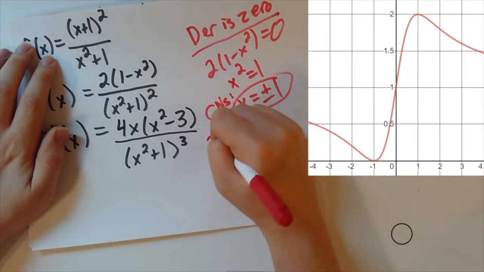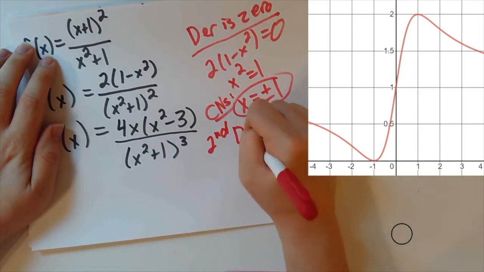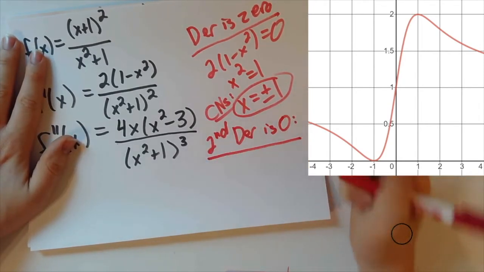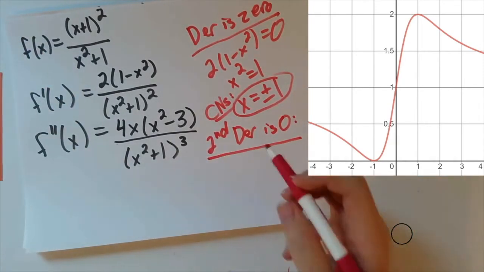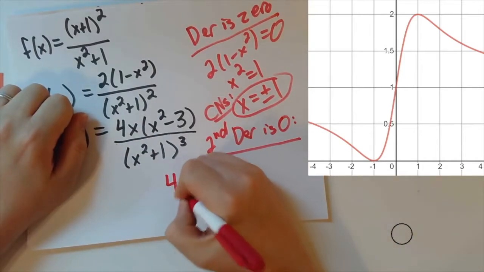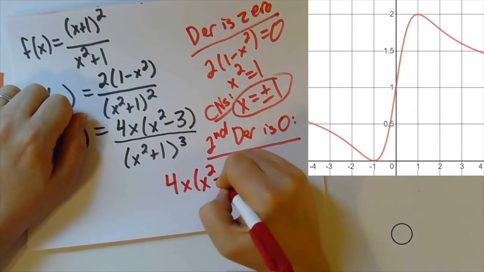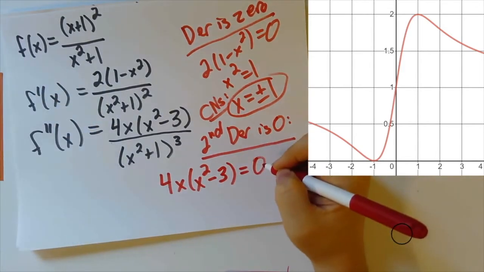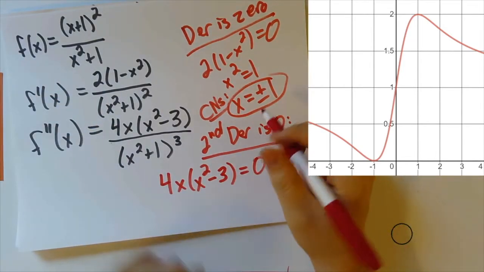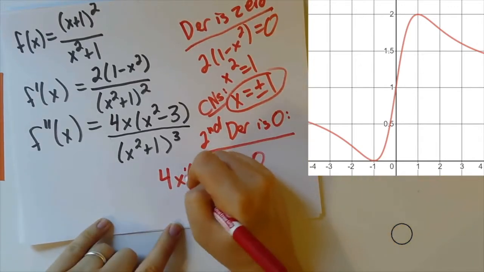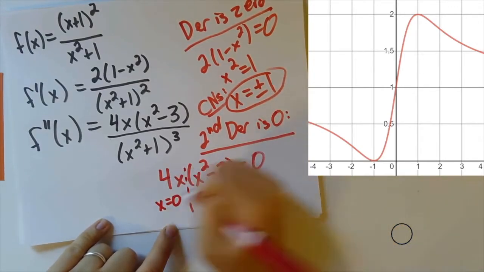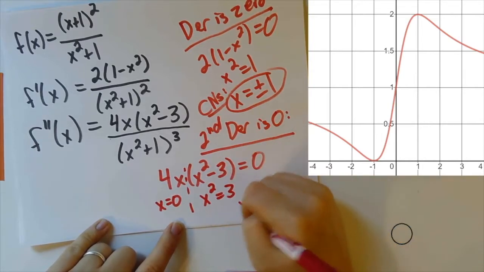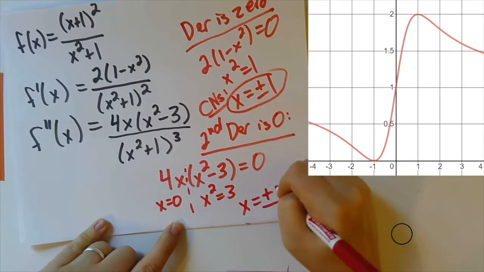Okay. We also need to know when the second derivative is 0. And that's when 4x times x squared minus 3 is 0. And so that's when x is 0, or when x squared is 3, which is to say when x is plus or minus the square root of 3.